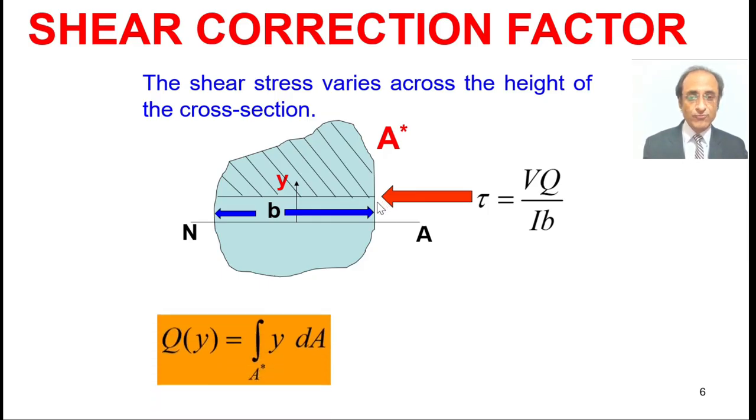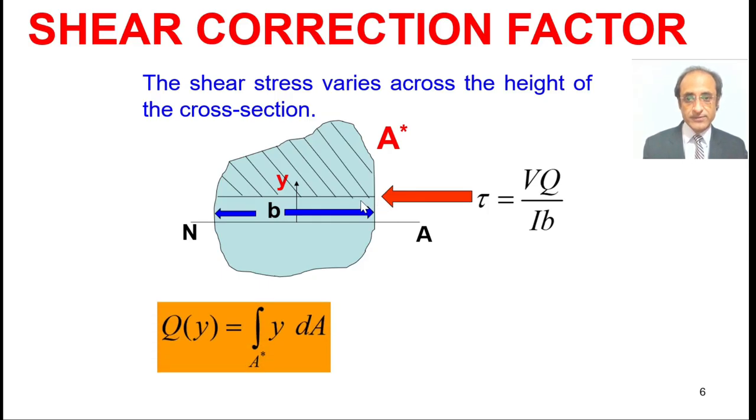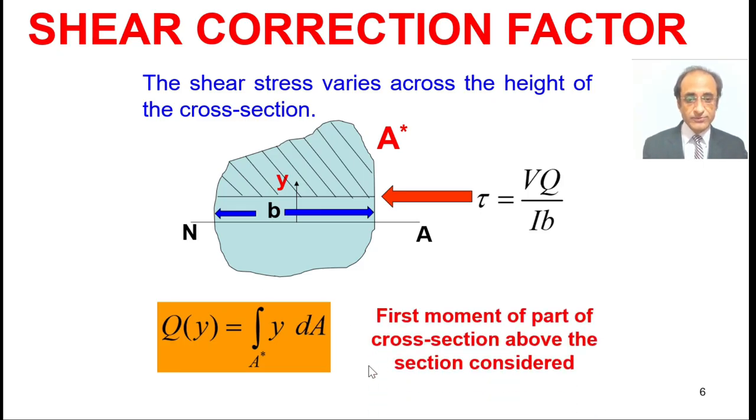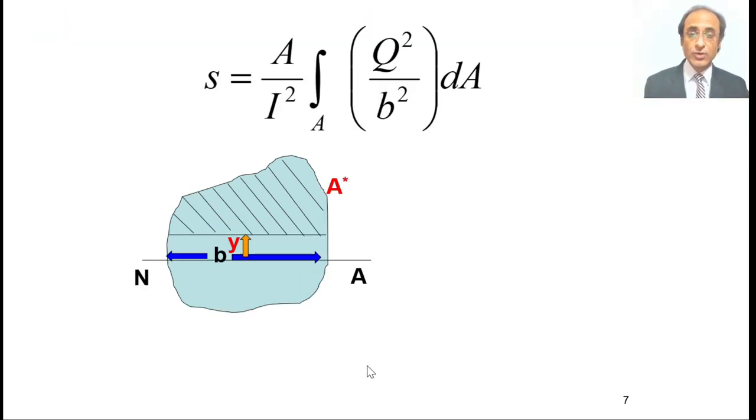Q is basically the first moment of the area above the plane considered with respect to the neutral axis. So Qy is given by this expression, and this is the first moment of the part of the cross section above the section or the plane considered. Now for the shear correction factor, we have this expression, and we have taken it directly from solid mechanics. We are not deriving it. Basically our course is more focused on the analysis part. You will go through the derivation in your solid mechanics course.